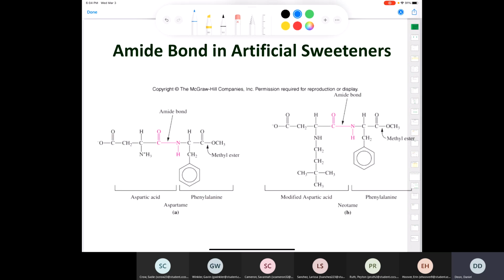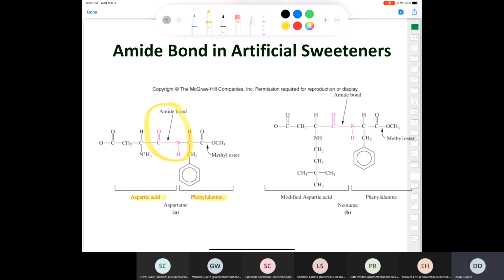If you've ever heard of aspartame, people vilify aspartame, and it depends on the person. Some people are really afraid of aspartame. It's a sweetener in things like sugar-free gum or Diet Coke or Coke Zero. Well, aspartame is nothing more than an amide bond between two amino acids that are found in your body. These are naturally occurring amino acids.